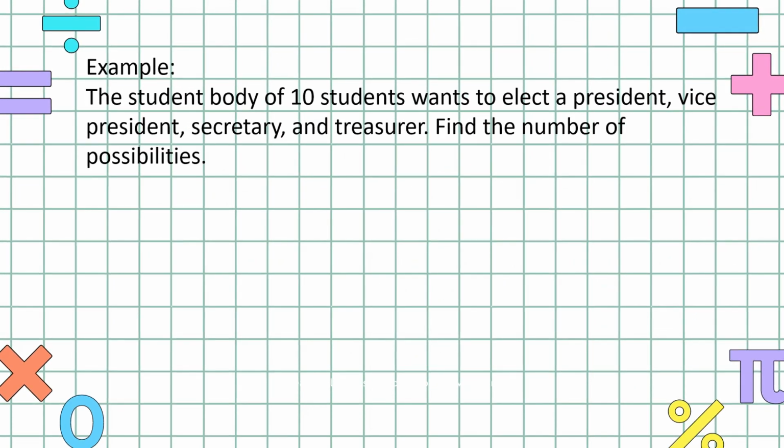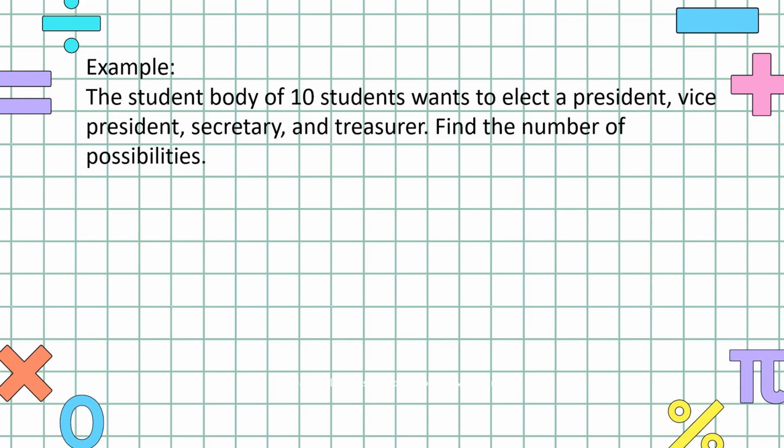For our last problem, the student body of 10 students wants to elect a president, vice president, secretary, and treasurer. Find the number of possibilities. I'll give you 10 seconds to decide whether it is a permutation problem or combination problem. If your answer is permutation, then you are correct.